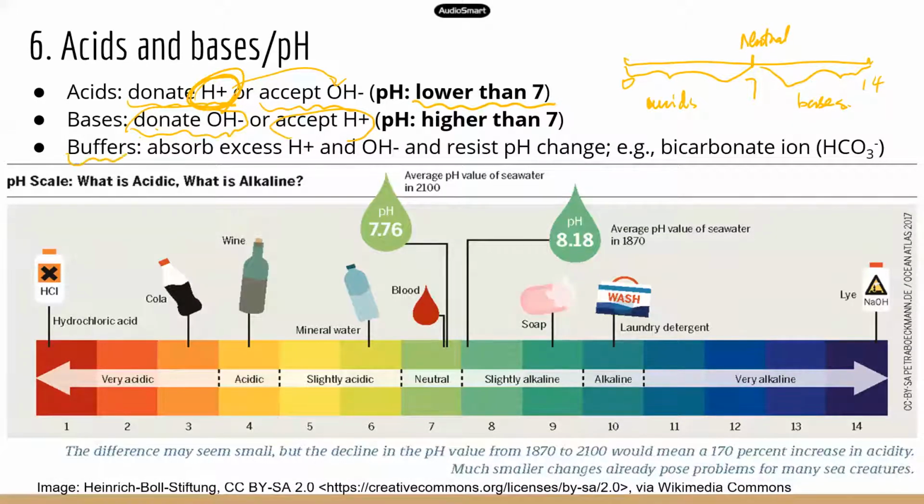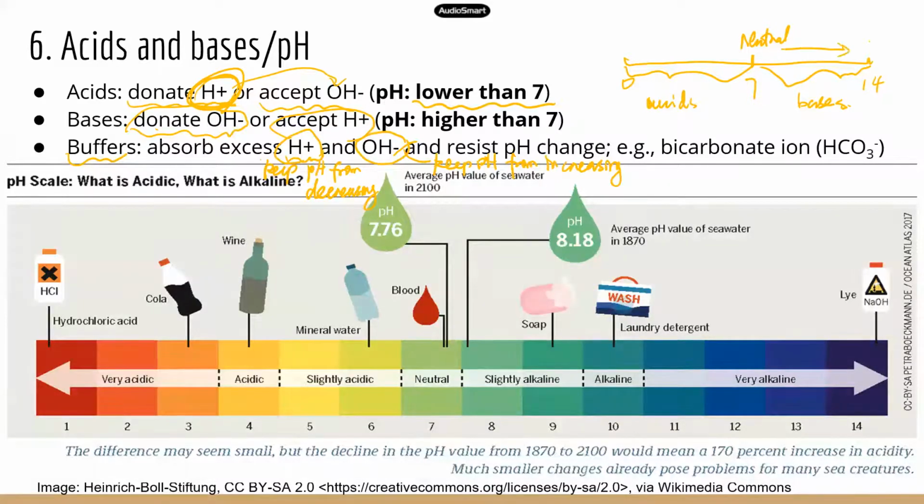All right, now buffers can absorb excess hydrogen ion, and this will keep pH from decreasing, right? Buffers can also absorb excess hydroxide ions, right? And this will keep pH from increasing. The more hydroxide ion you have, the more basic or alkali the substance is, right?